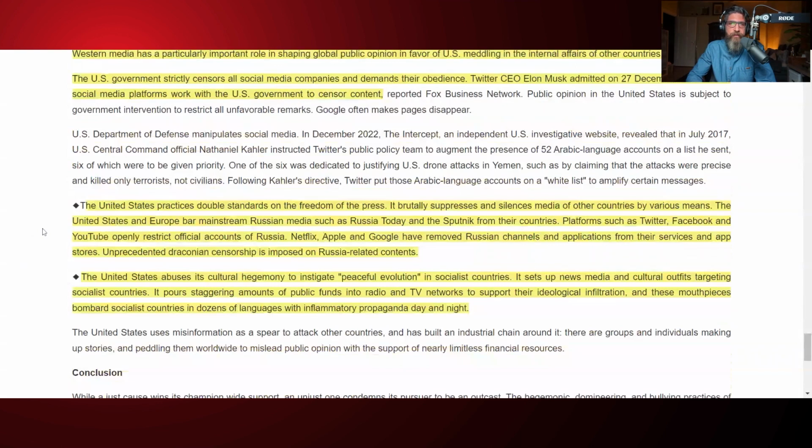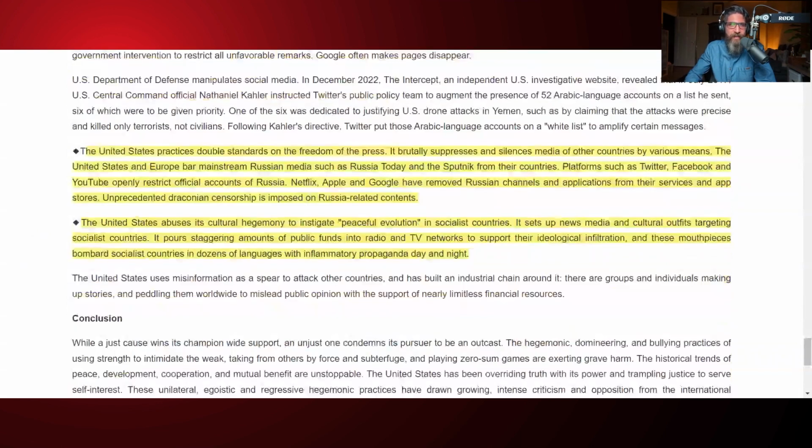Last two paragraphs. The United States practices double standards on the freedom of the press. It brutally suppresses and silences media of other countries by various means. The United States and Europe bar mainstream Russian media, such as Russia Today and the Sputnik from their countries.